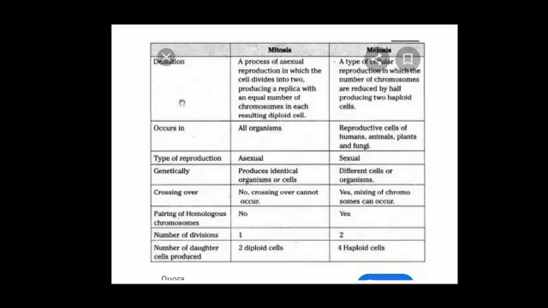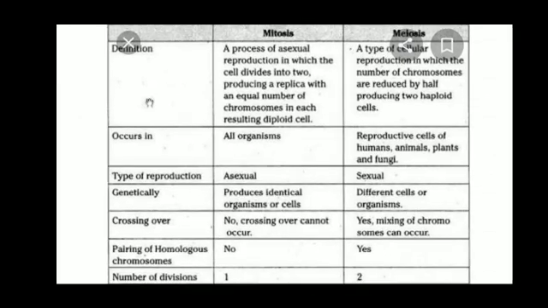Here we can see the difference between meiosis and mitosis. Mitosis is a process of asexual reproduction in which a cell divides into two, producing replicas with an equal number of chromosomes. Children, most important thing, they have an equal number of chromosomes. What happens in meiosis? It is a type of cellular reproduction in which the number of chromosomes is reduced to half. Mitosis occurs in all organisms. Meiosis occurs with reproductive cells in human, animal, plant and fungi. Mitosis is a type of asexual reproduction where fusion of gametes is not involved.